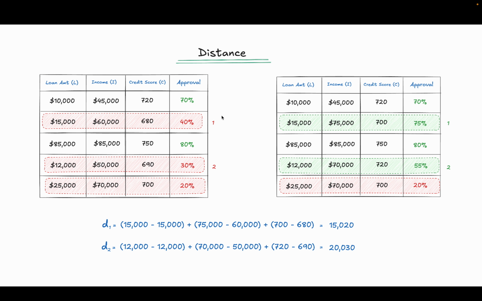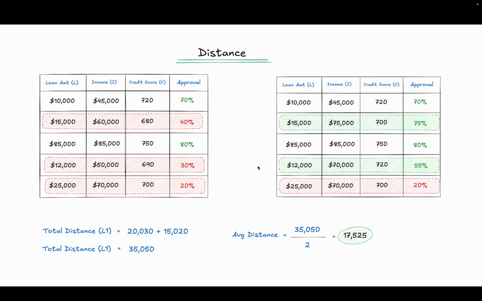So d1 is the distance between all the features between this and this. d2 is the difference between all the features between this and this. Then we take the total distance, which is this, and then we divide that by 2.